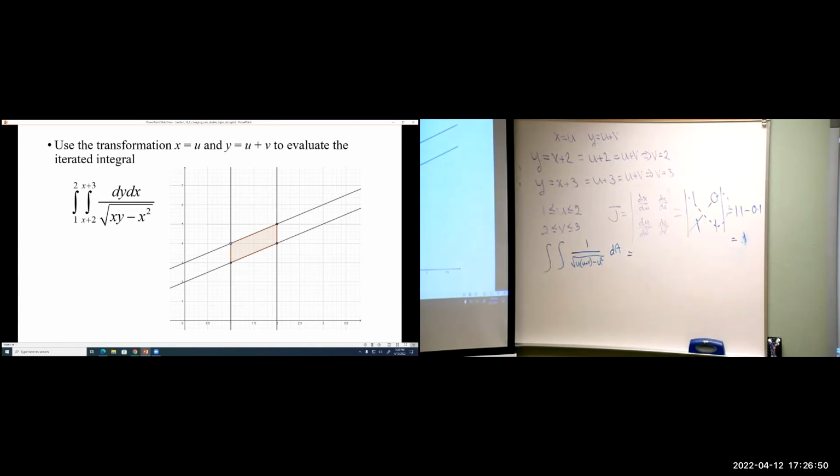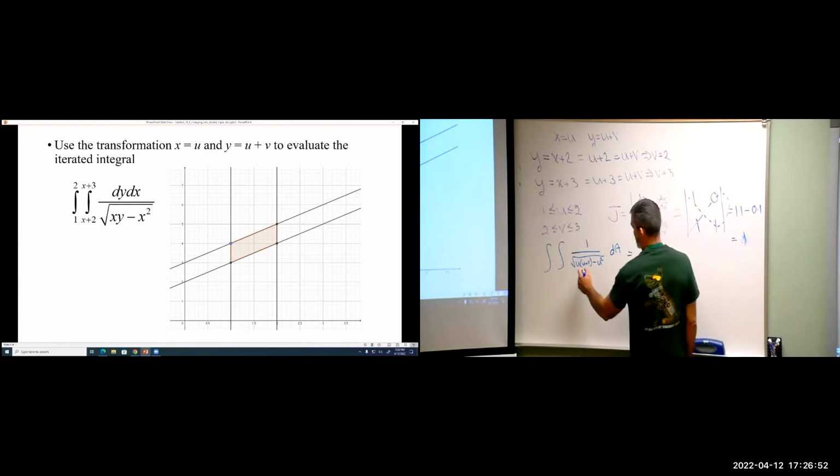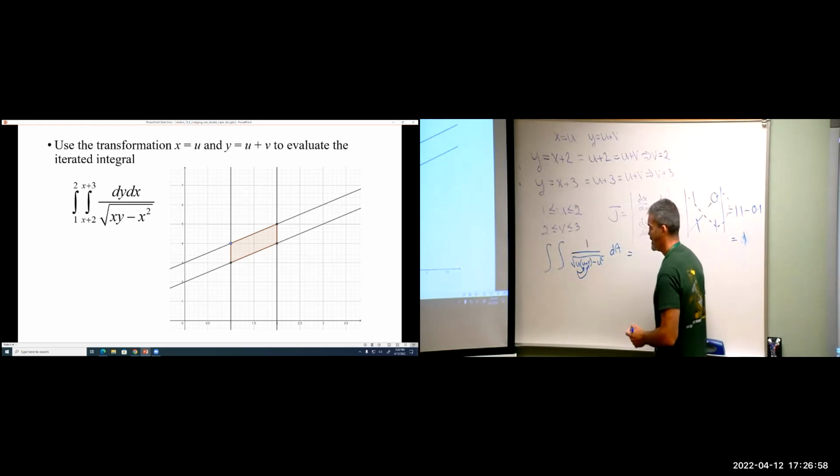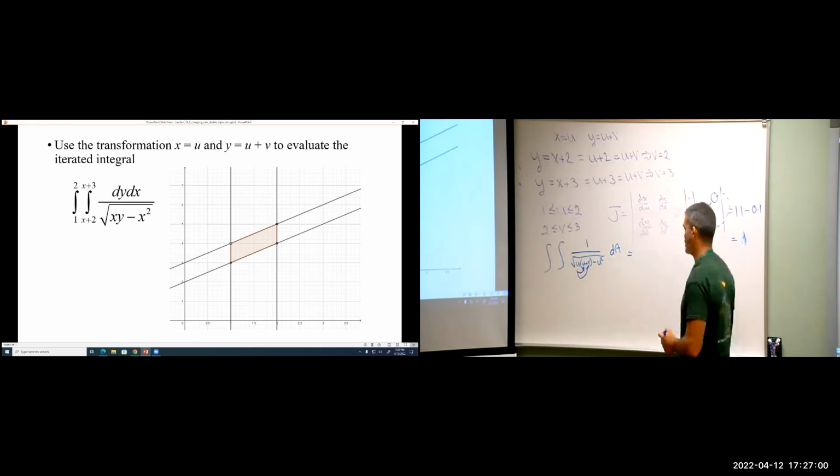Okay. So what's going to happen? We're going to distribute this u. That gives us a u squared. Those u squareds are going to very nicely cancel. And we're basically just going to end up with the product uv.